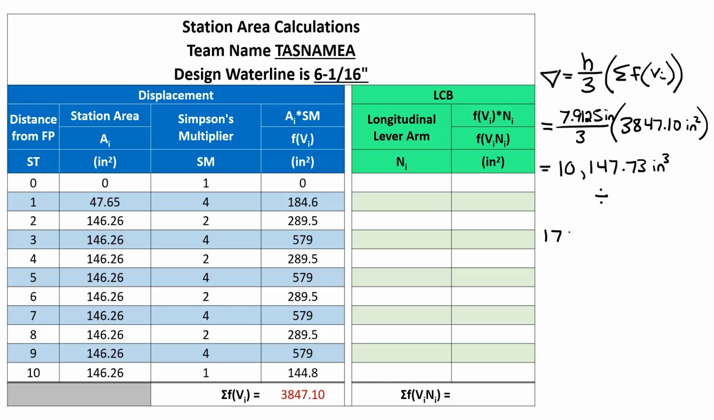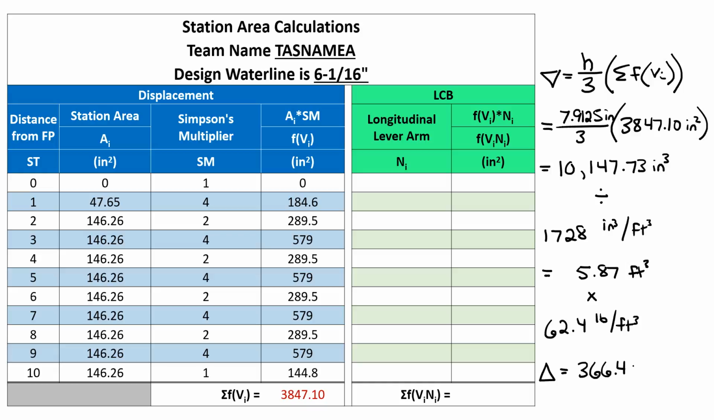I'm going to divide this by my conversion factor. And the way it works out, I have the same volumetric displacement in cubic feet multiplied by my density of my water. And therefore, I find my displacement for my station areas is roughly the same. Just working through some of the significant figures, it comes out a little bit different.